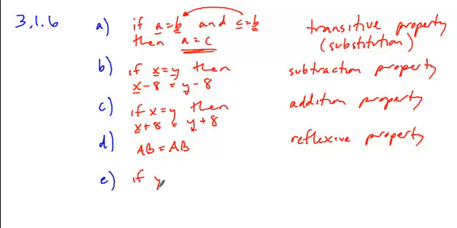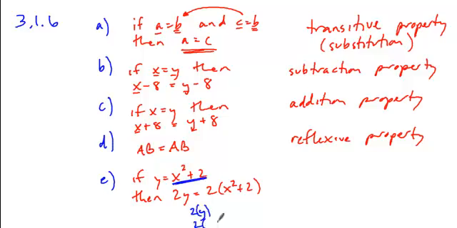And then finally, in the last example, if y is equal to x squared plus 2, then 2y is equal to 2 times the quantity x squared plus 2. So when you look at this example, you can think of it as being substitution. For here, if we took this expression 2y and we substituted in the equivalent to y, we would get 2 times x squared plus 2. So all we did here was we used substitution.